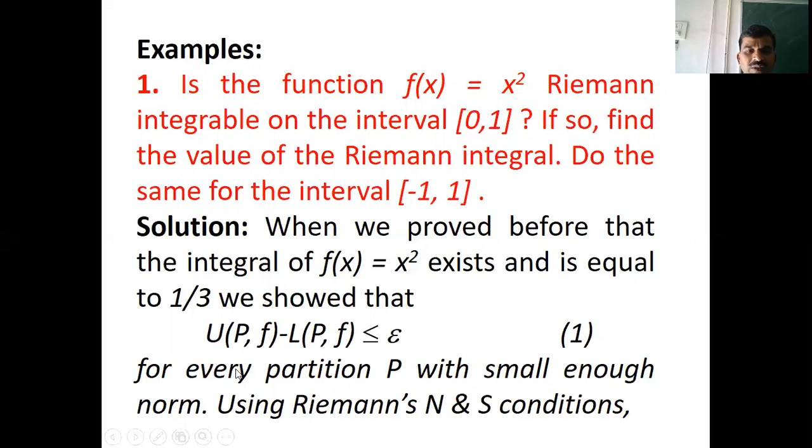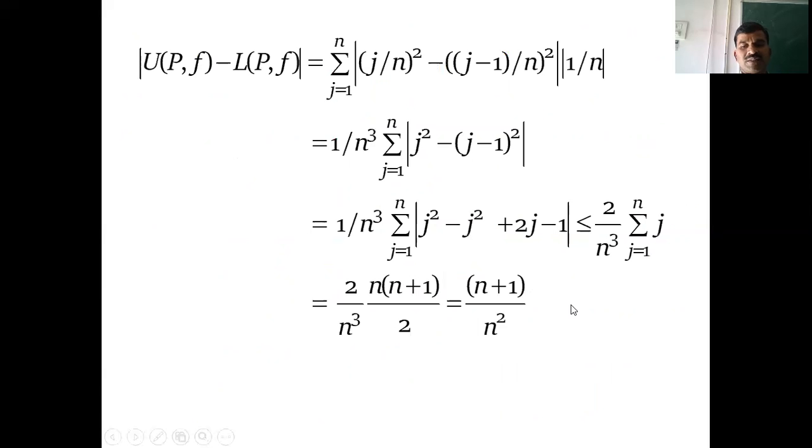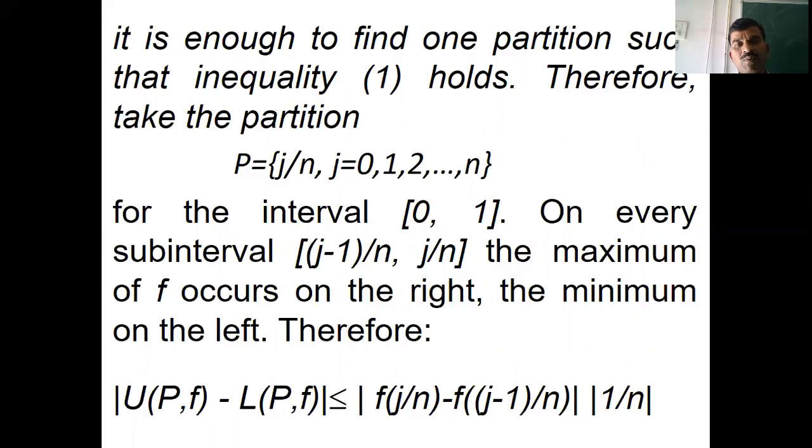Yes. Now we shall see that this condition is true for every partition P with small enough norm. Using Riemann's necessary and sufficient condition, it is enough to find one partition such that equation 1 holds, that is, U(P, f) minus L(P, f) less than epsilon is satisfied. Therefore, take the partition P, that is x_j equals j by n for j running from 0 to n, for the interval [0, 1], on every subinterval [(j-1) by n, j by n].